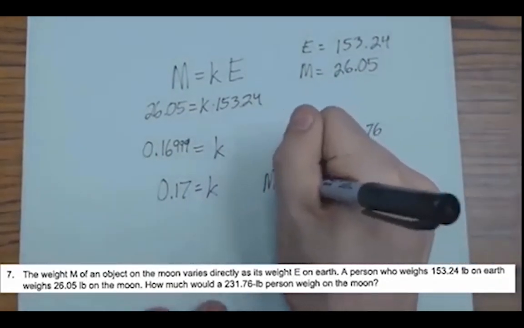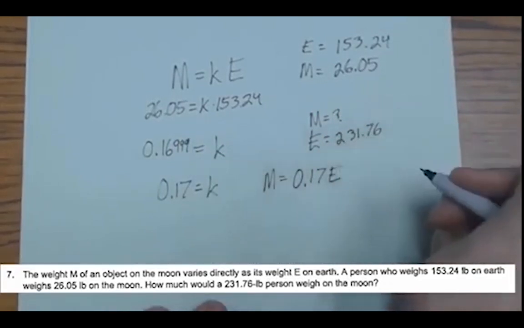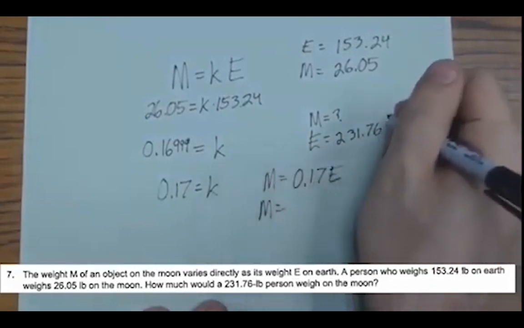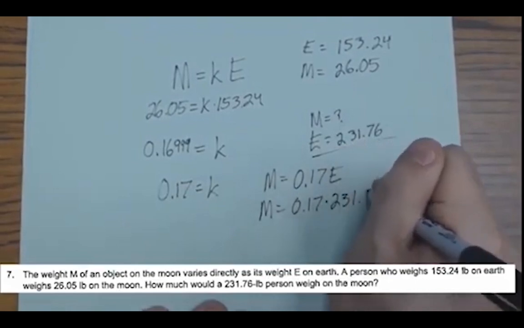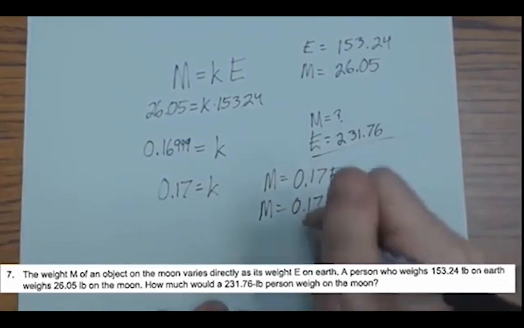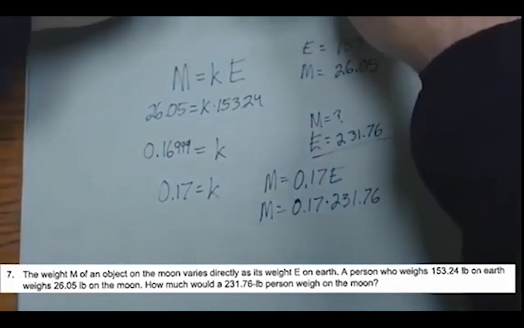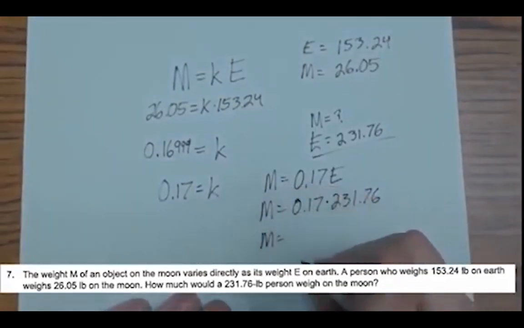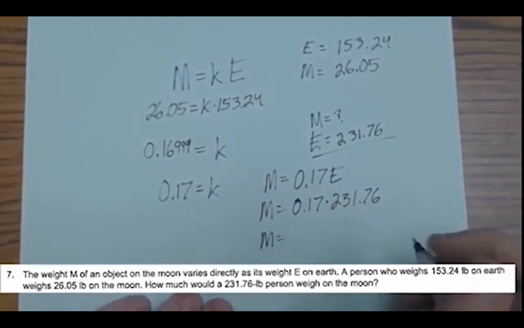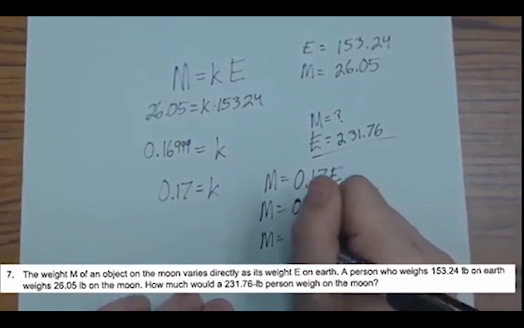So, m equals k, 0.17, times e. What is m when e is 231.76? 0.17 times 231.76 is, and it tells us here to round to the nearest tenth, 39.399. That's 39.4.